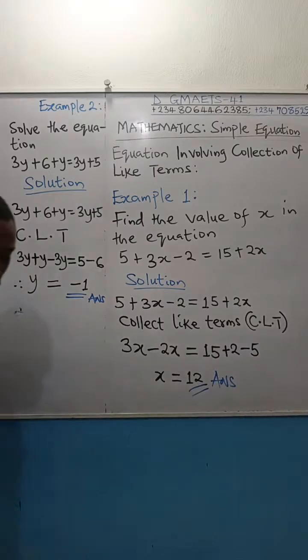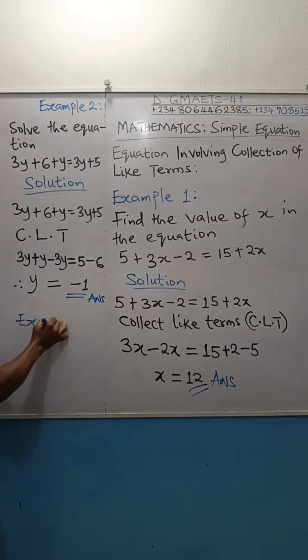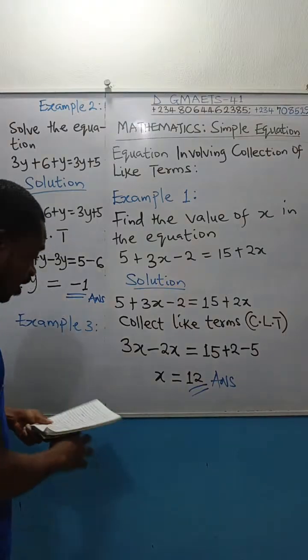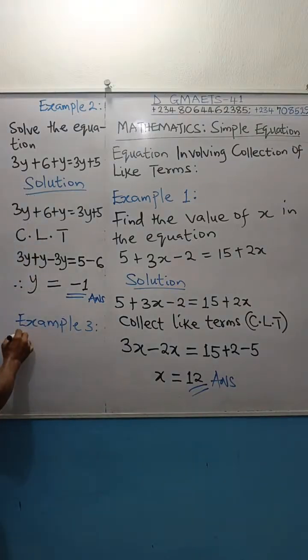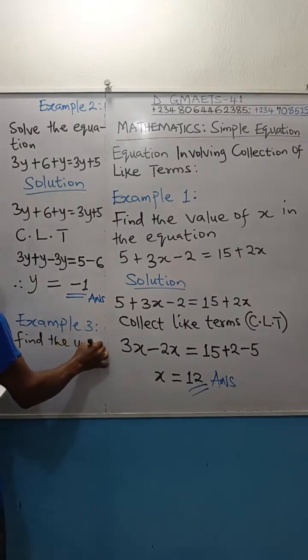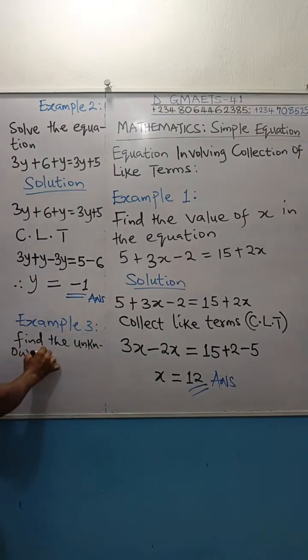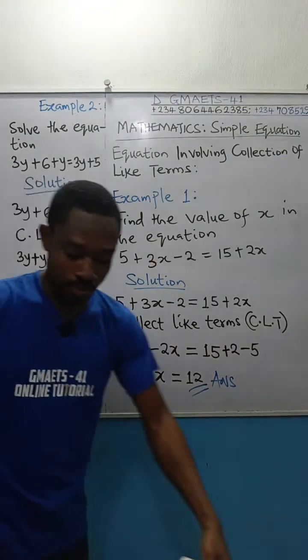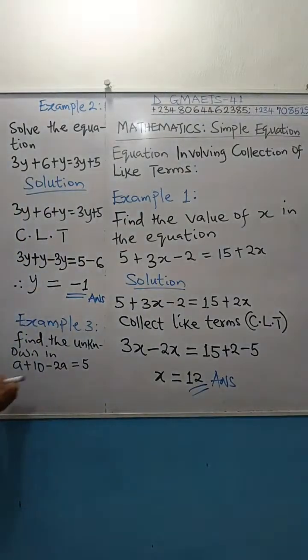Now let us move on to question number 3, example 3. I think at this point I actually would be fast now in solving questions because we don't have anything difficult here again. Okay? Find the unknown in a plus 10 minus 2a equal to 5.